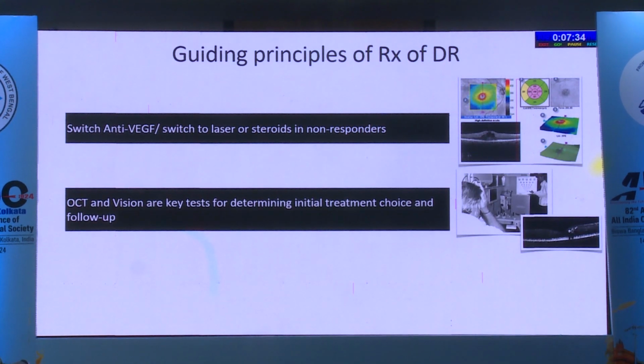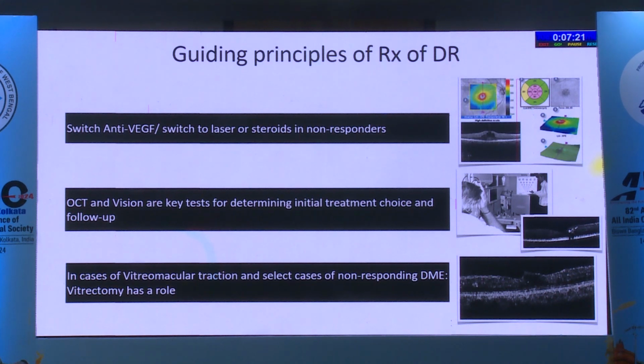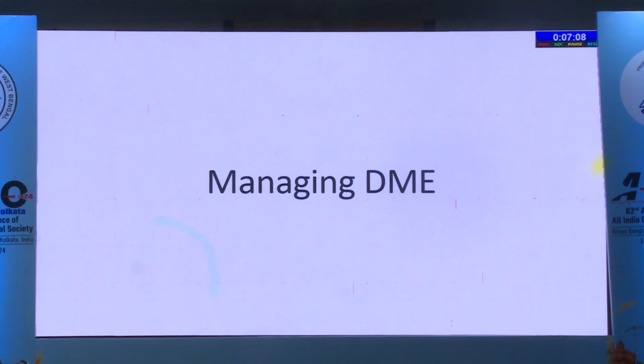OCT and vision are the key tests to determine the initial treatment choice, and also you want to see how the response to the treatment is coming. So on follow-up, these two are important. And in cases where there is vitreomacular traction, in select cases of non-responding DME, you also have a role for vitrectomy. So these are certain guiding principles whenever you are thinking of managing diabetic retinopathy.